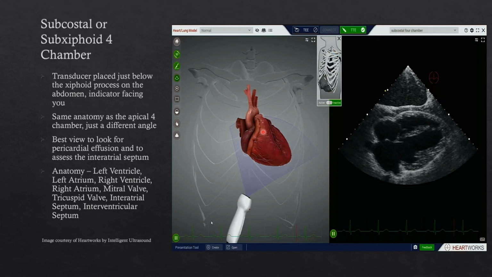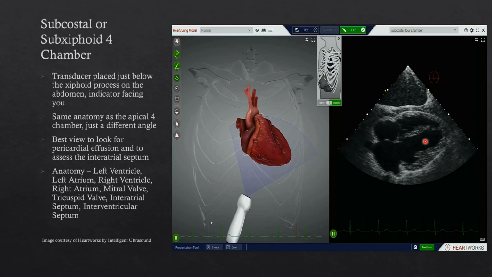Okay, and now the first view we're going to obtain here is going to be our four-chamber subcostal view. So if you look at this, you can see that we're seeing the exact same anatomy that we were seeing in our apical four-chamber view. But instead of looking at it from this angle here at the apex, we're now over here looking at it from another angle. This is a great view to see the entire silhouette of the heart, and so we can kind of rule out or rule in any type of pericardial effusion. And you can also oftentimes see pleural effusions in this view as well.